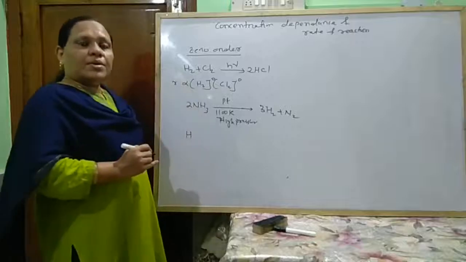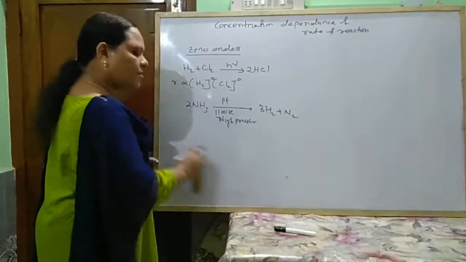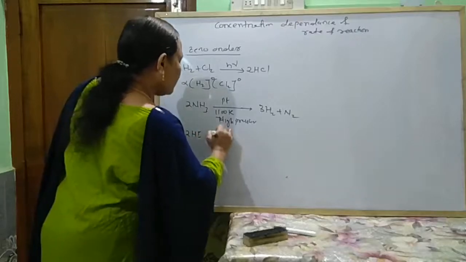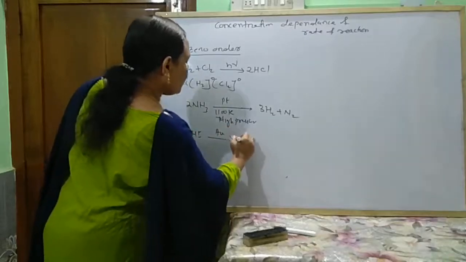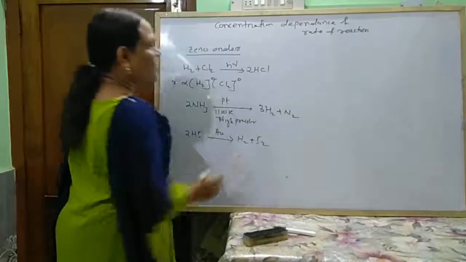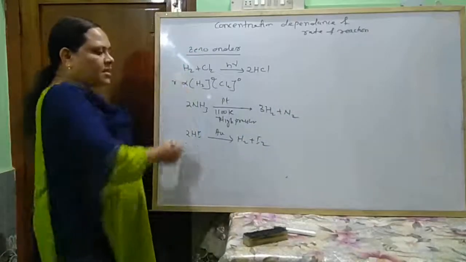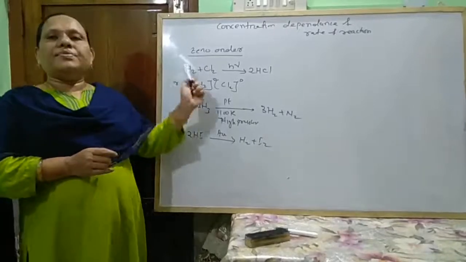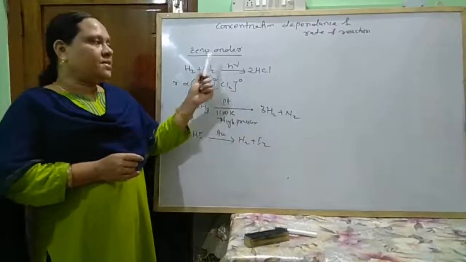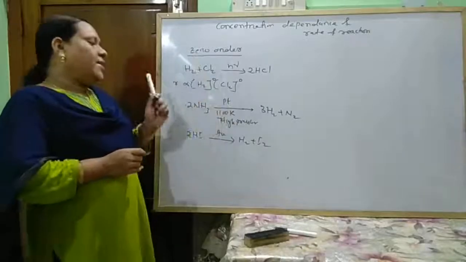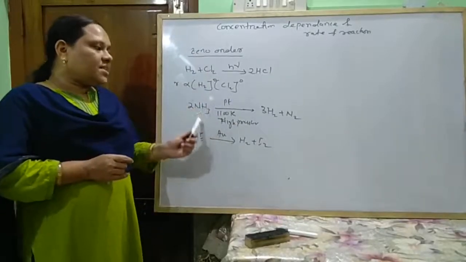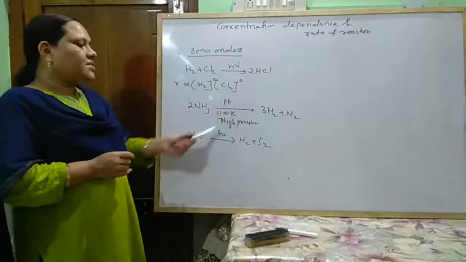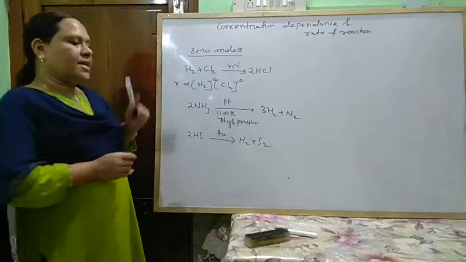Similarly, decomposition of 2HI on a gold metal surface gives H2 plus I2. So these are some examples of zero order reaction. How can you find out? Any photochemical reaction which takes place in the presence of sunlight, h nu, and gaseous state reactions which take place on metal surfaces are examples of zero order reaction.